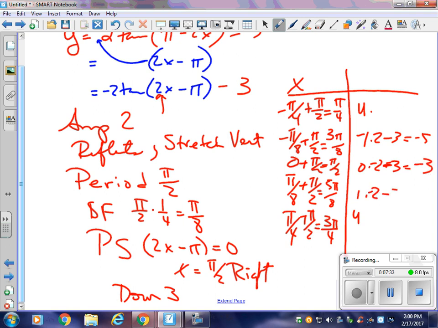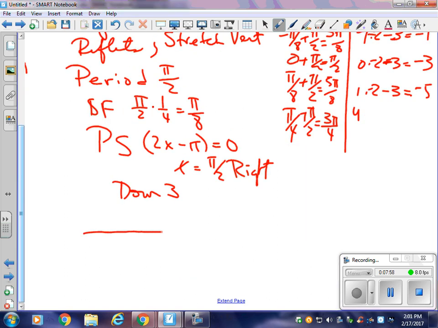Times it by -2 and taking away 3. I missed a negative up here. So now we've got to learn how to graph that. So I'm going to pull my paper up so I can graph.